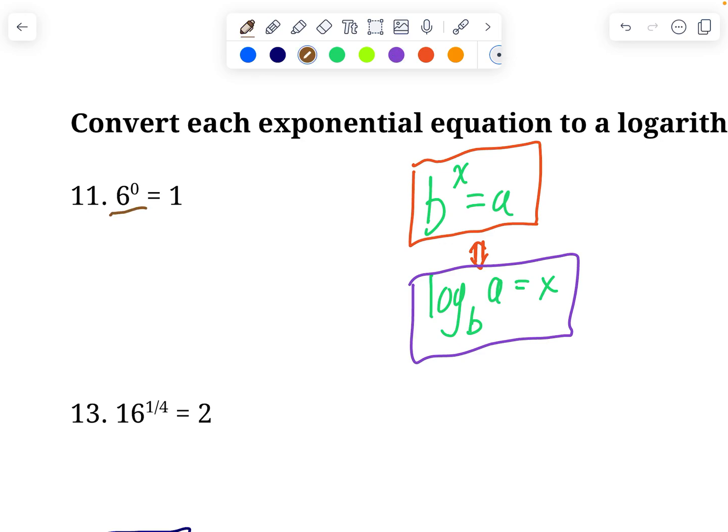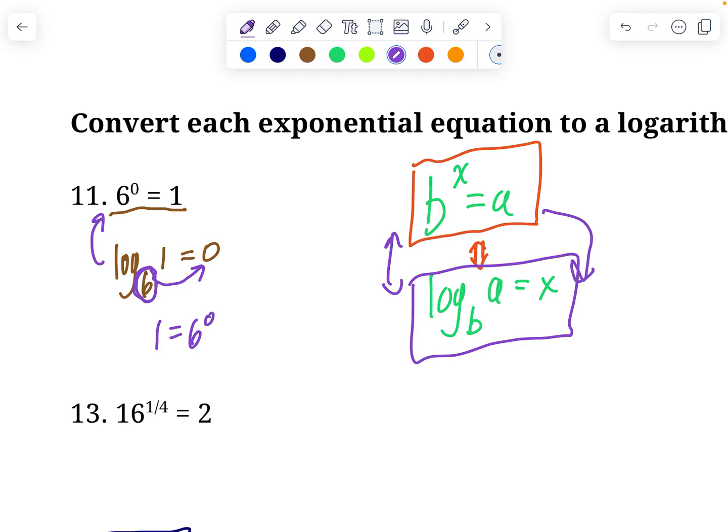So since 6 to the 0 equals 1, log base 6 of 1 equals 0. How did I get that? I used this, I used that. Or you can also think about, if you want to go back and check your answer, look how this works. The base down here comes over, bumps up the 0, so you get 6 to the 0 equals 1. That's kind of a cool way to remember how the little pieces fit together.